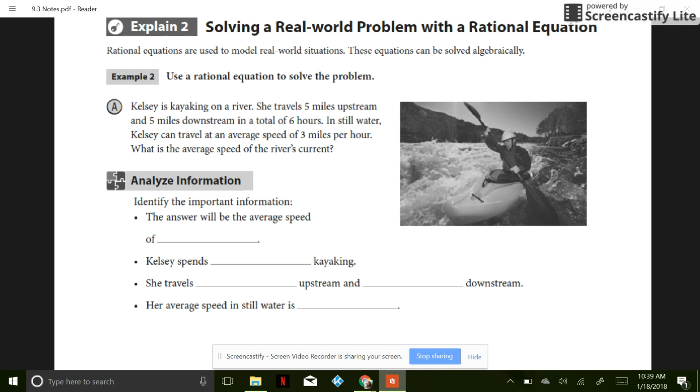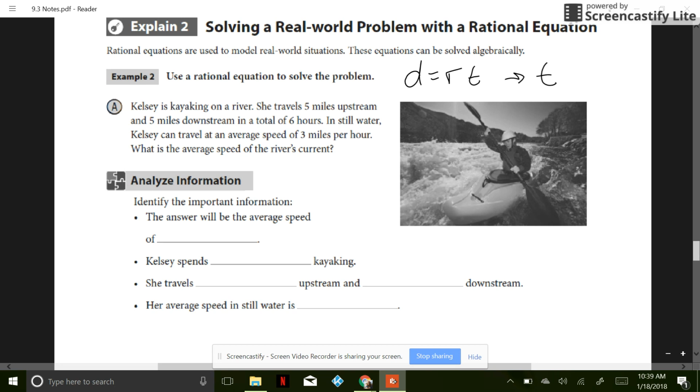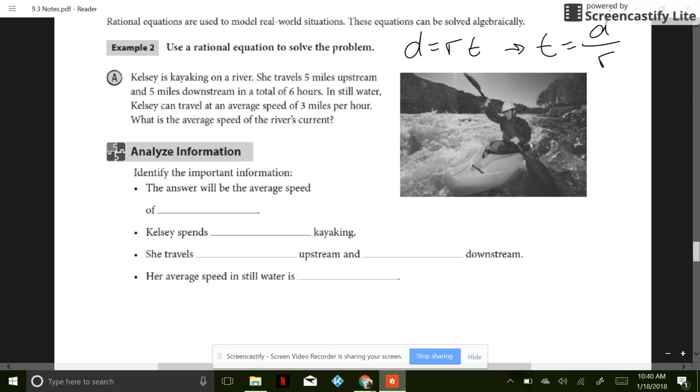So you'll notice this is going to be a distance equals rate times time problem. We're going to do a little bit of rearranging. More specifically, we're going to get time by itself. So it'll be time is distance over the rate. So analyzing the important information, the answer will be the average speed of the river's current. That's what we're looking for.